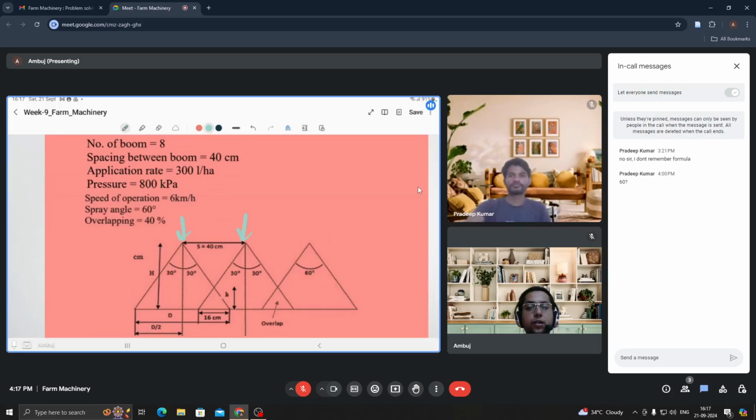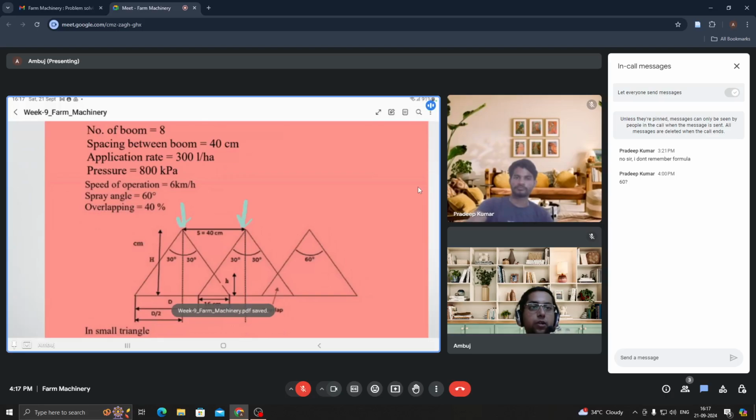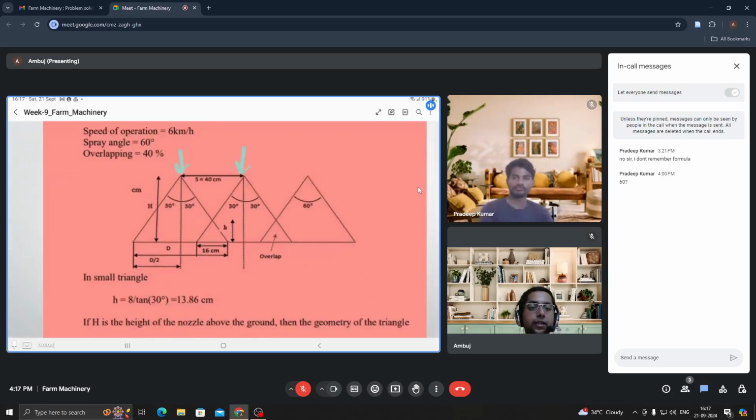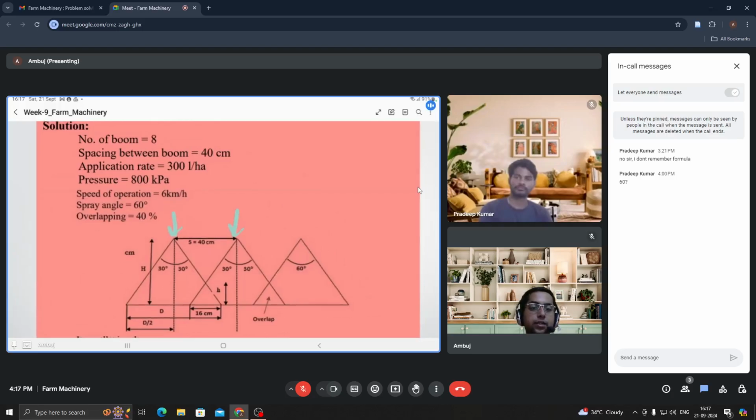Then I have to calculate the height, which is given by capital H. Then this d by 2, if the entire thing is d, then d is the entire width of coverage. That is also often asked in questions. That is not asked in this question, but can be asked. Then you have to draw this figure and mark both the nozzles. You have to see the overlap percentage, and then your question would be very easy.